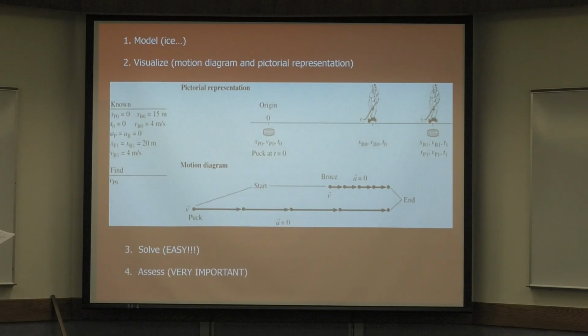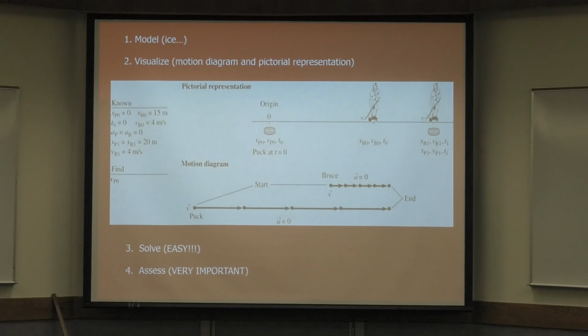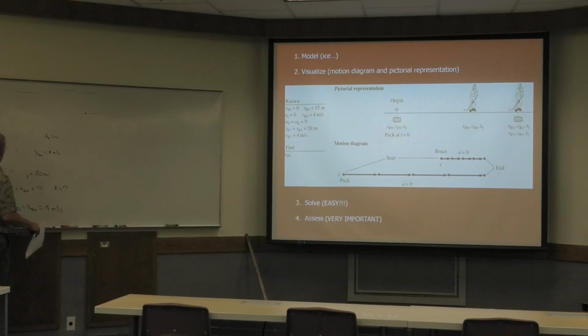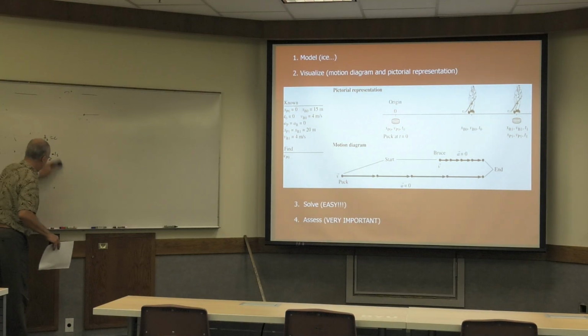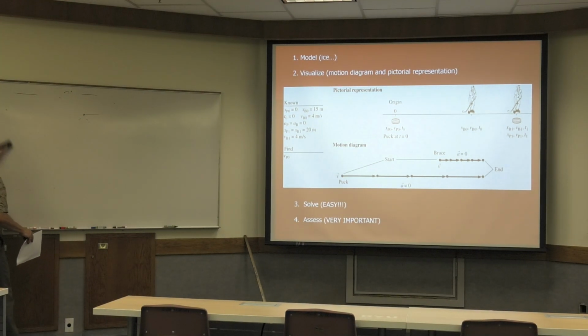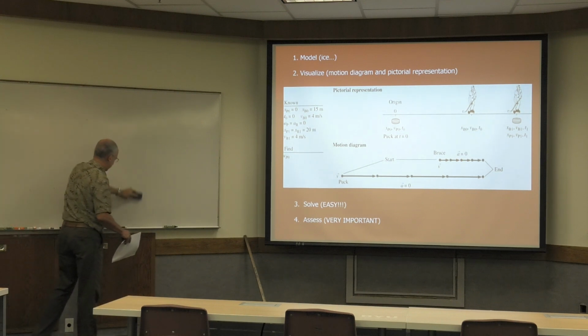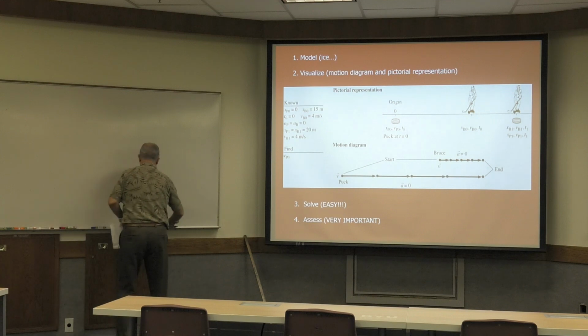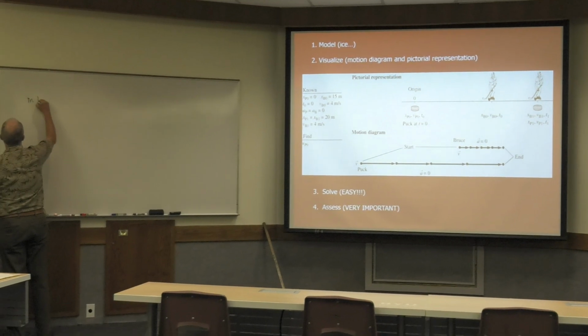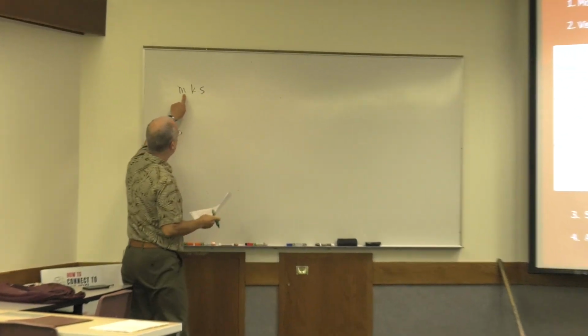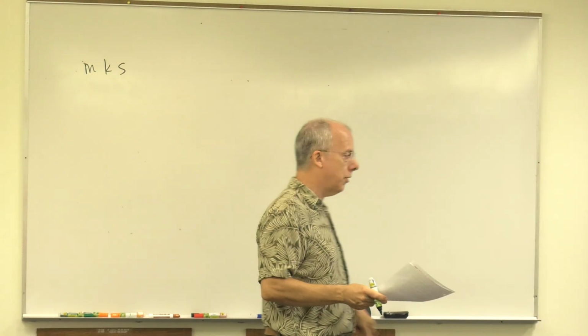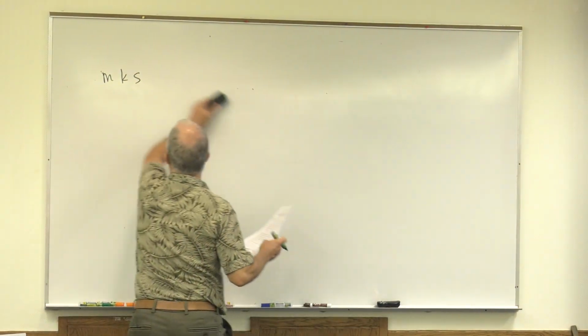Okay, now let's talk about units. I've mentioned this, but I want to talk about it more. When I talk about units, I'm talking about meters per second or kilograms or something like that. In this class, most of the time we're going to use the metric system, what's called the MKS system: meters, kilograms, seconds. There's other systems like CGS, centimeters, grams, seconds, but we're going to use MKS, right? Meters, kilograms, seconds.